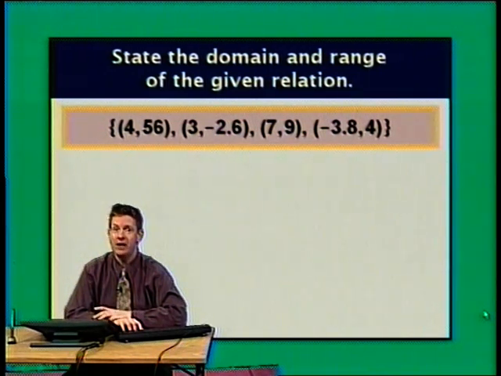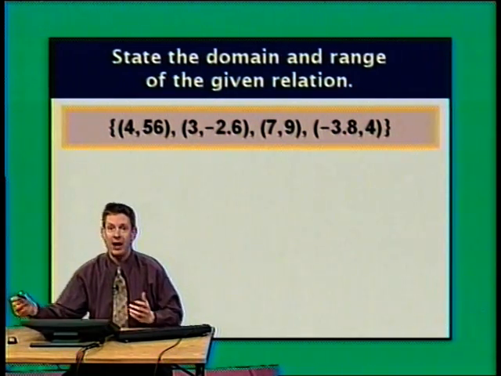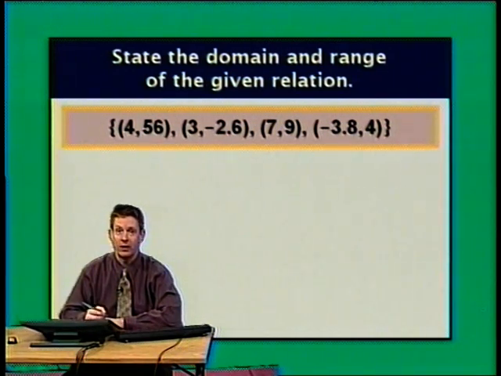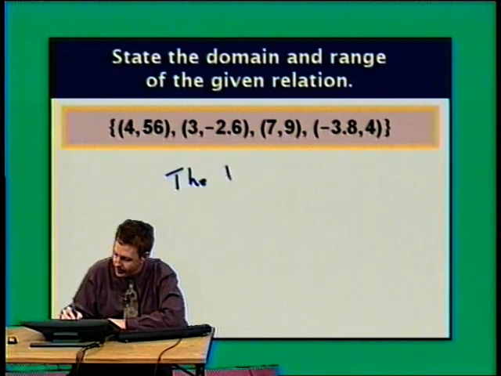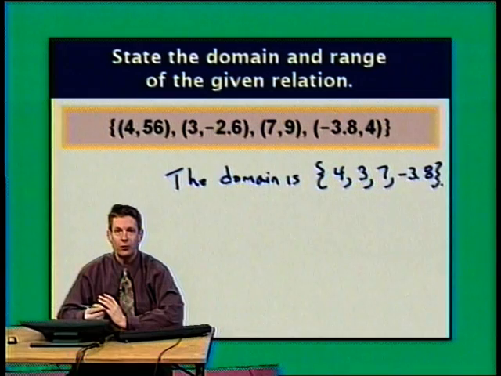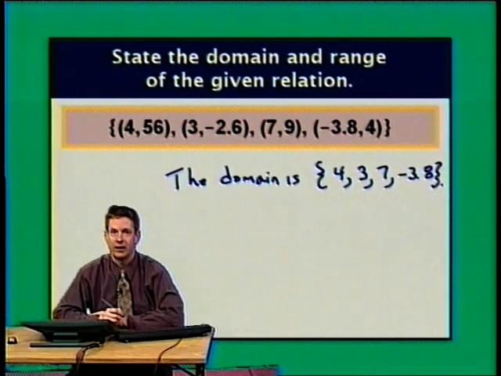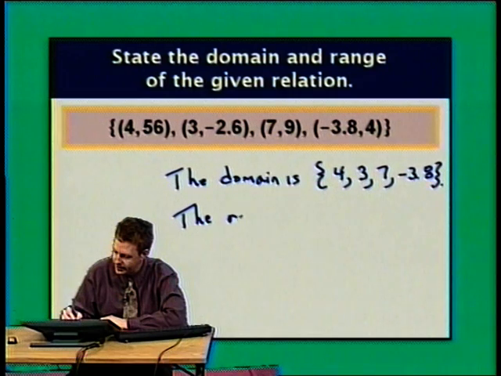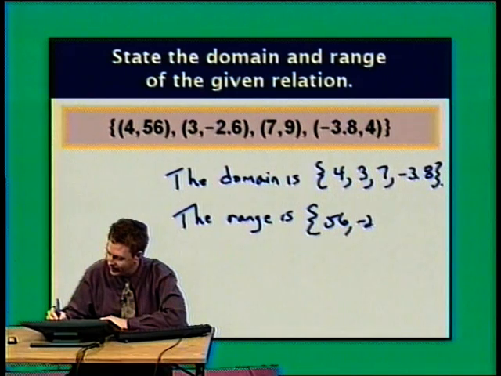Here, in our relation, we have just explicitly stated the ordered pairs, and the question we're being asked is, what are the domain and range of the relation? Well, the domain is the set of numbers that make up the first coordinates in the ordered pairs. So the domain is the set 4, 3, 7, and negative 3.8. The range is the set of numbers that are the second coordinates in the ordered pairs. So the range is the set of numbers 56, negative 2.6, 9, and 4.